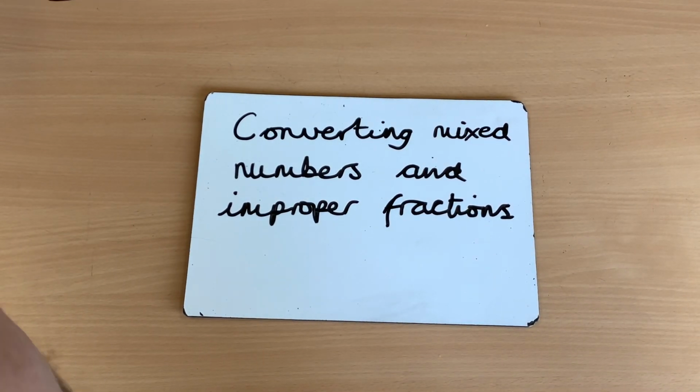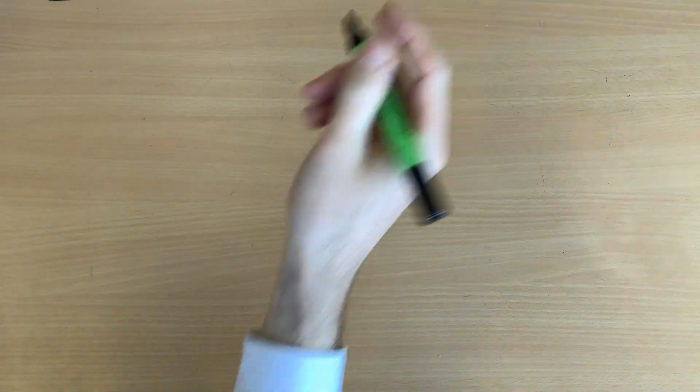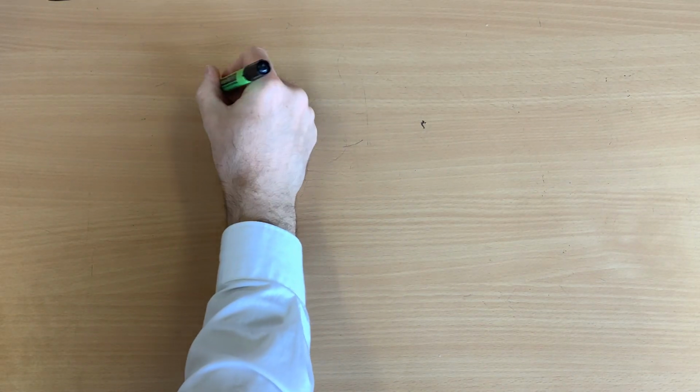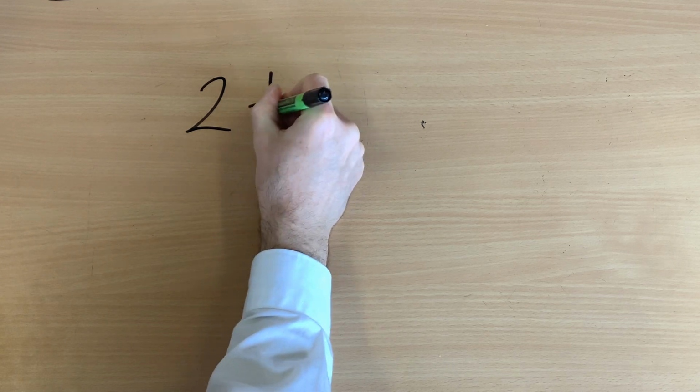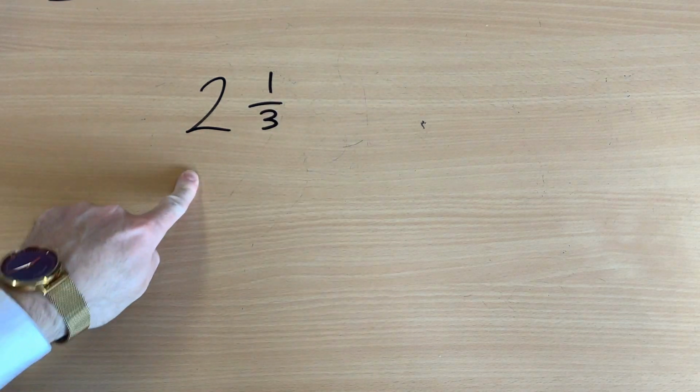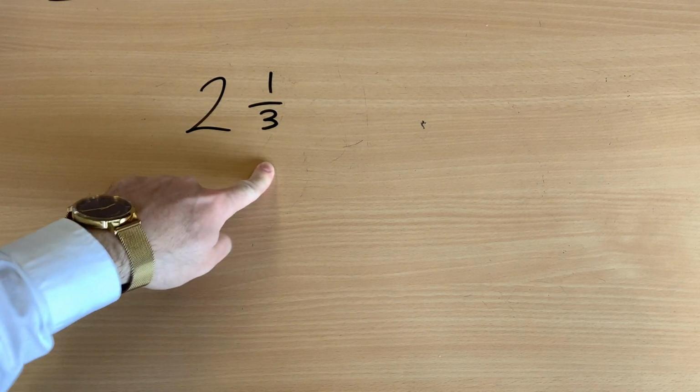In this video, we're going to be looking at converting mixed numbers and improper fractions. So when we mean a mixed number, I mean a mixture of a whole number and a fraction. So for instance, if I had 2 and 1/3, I've got 2 whole things and then 1/3.